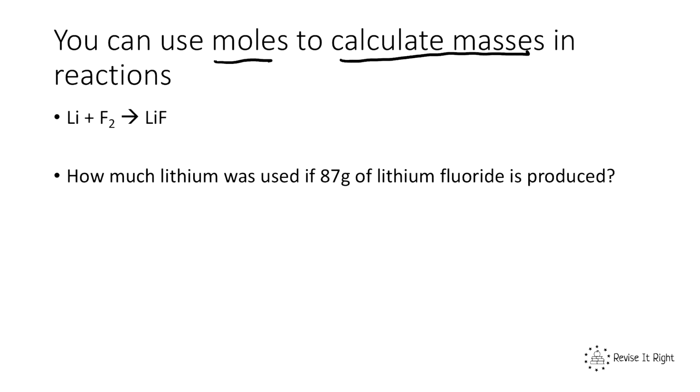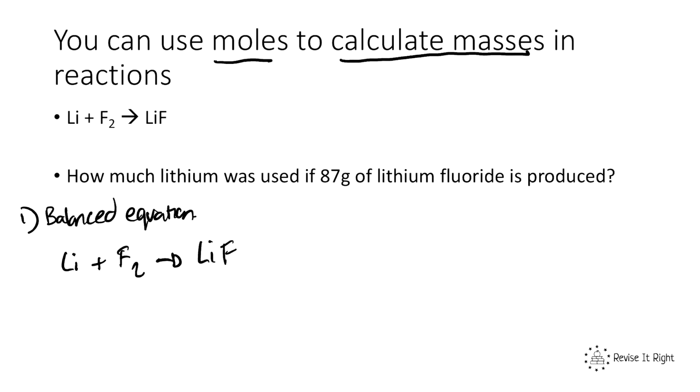So the first thing we need to do in this equation is to write a balanced equation. Okay, so we've got the equation above. We've got lithium plus fluorine gives lithium fluoride. However, we can very quickly see that that is not balanced. They may give you a balanced equation, but do double check. And if it's not balanced, you will have to balance it.